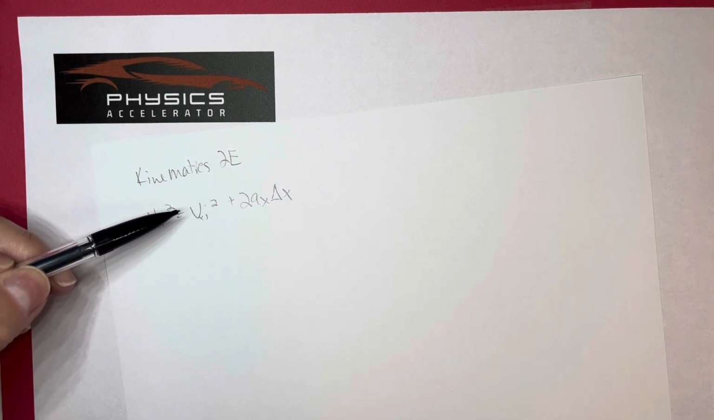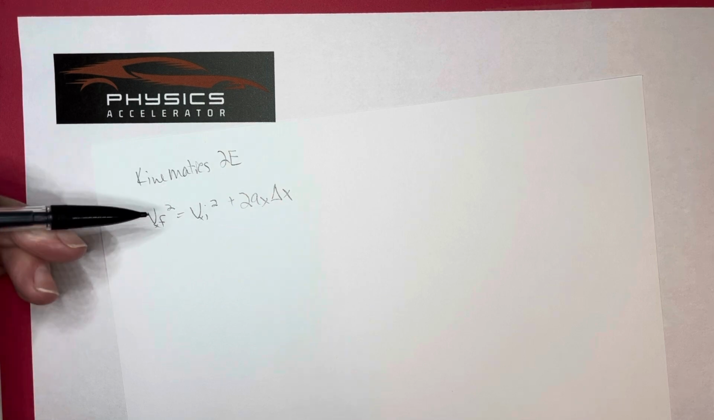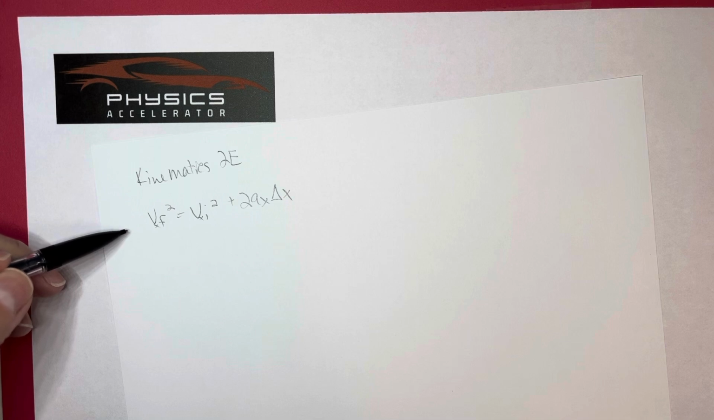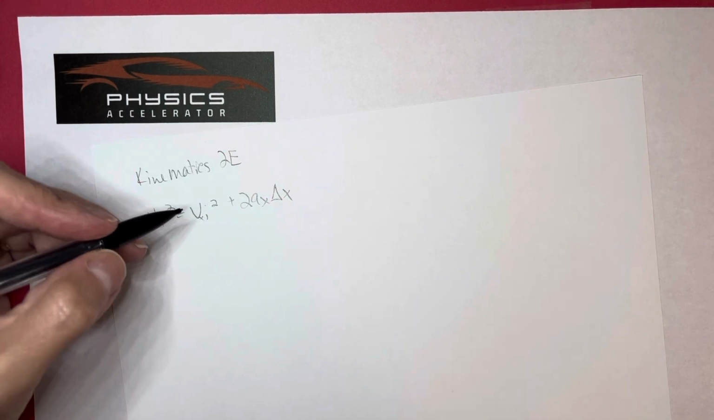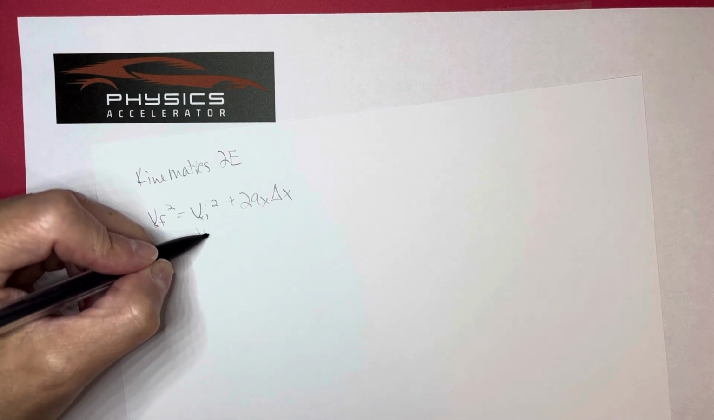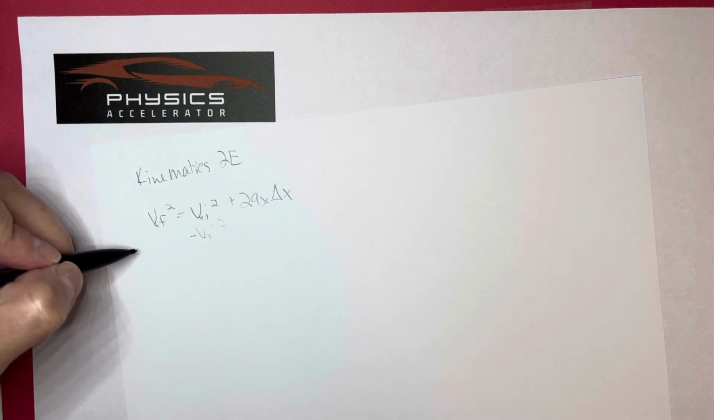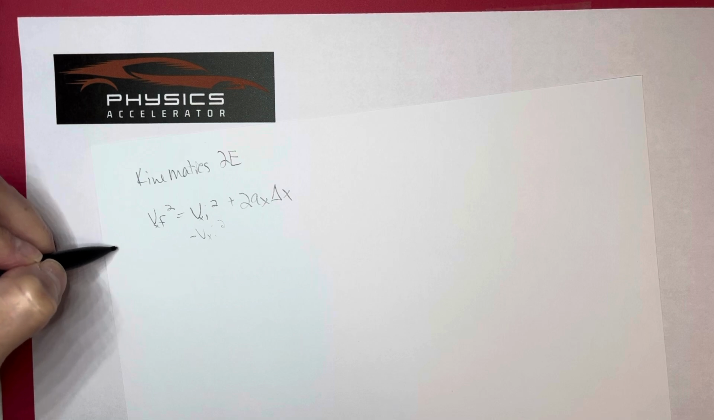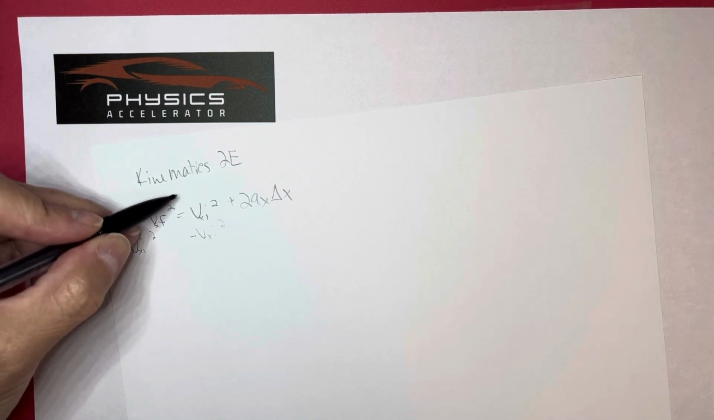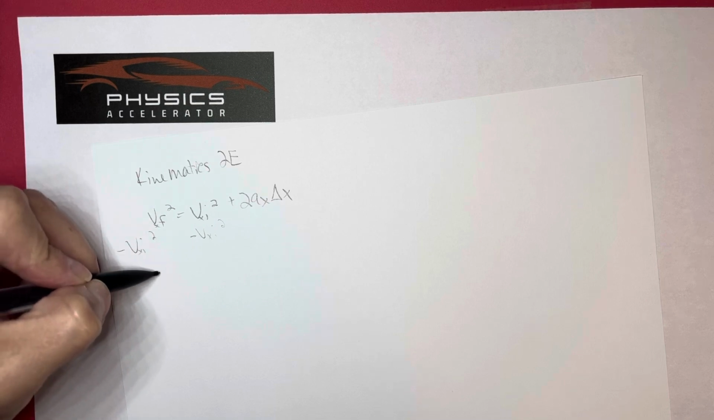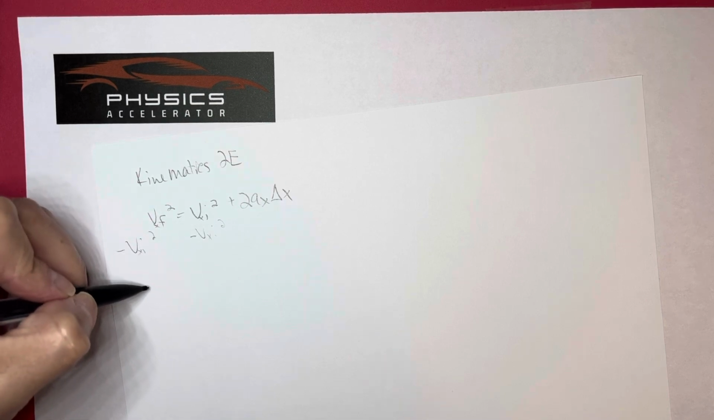To do that, we're going to move the v final term and sort of switch places with the initial velocity term. So we're going to be subtracting initial velocity from this side and from both sides, and subtracting final velocity from this. So we'll just do it in two pieces.